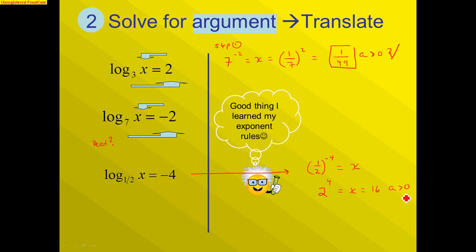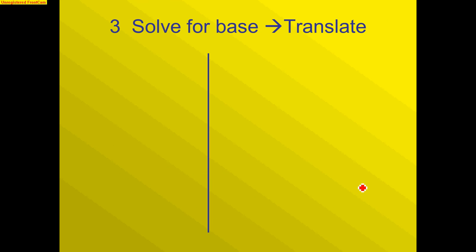Since that's an argument, ask yourself if A is greater than 0. Check. 16 is my answer. Type 3.